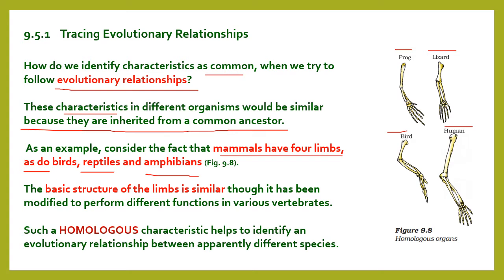Okay, the basic structure of the limbs is similar, though it has been modified to perform different functions in various vertebrates. These types of animals or living organisms are homologous to each other. And this characteristic helps us to identify an evolutionary relationship between apparently different species.